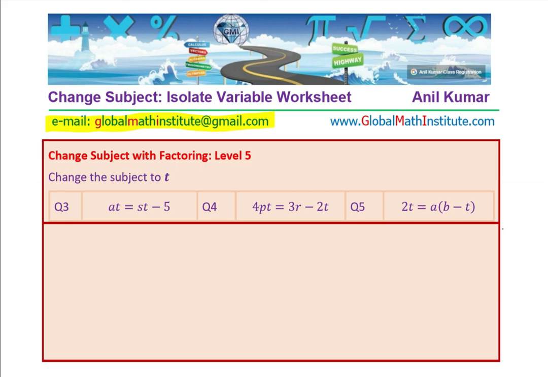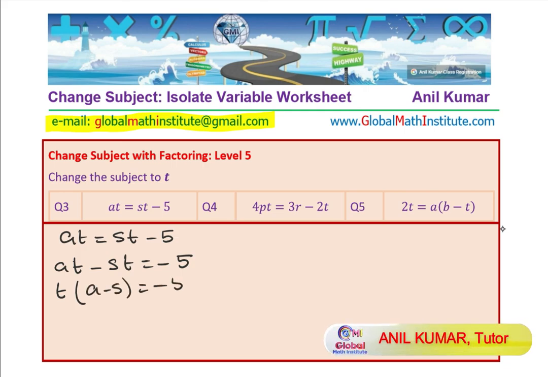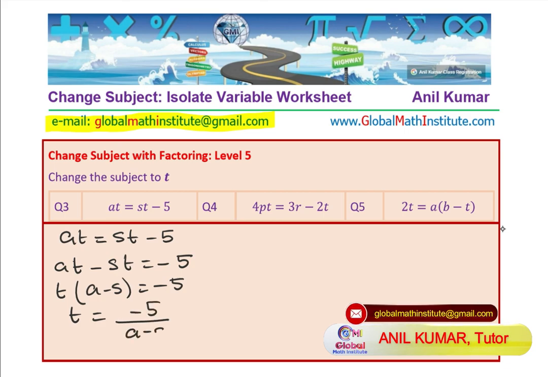Let's continue. So what we have here is at equals st minus 5. Slightly different from what we had earlier. So we'll bring all these terms with t on the left hand side. So we have at minus st equals minus 5. Now t is a common factor. So we get t times a minus s equals minus 5. And so t is equal to minus 5 over a minus s. So you could also write it as 5 over s minus a. That's possible. Both are correct answers. I'll leave it here for now.